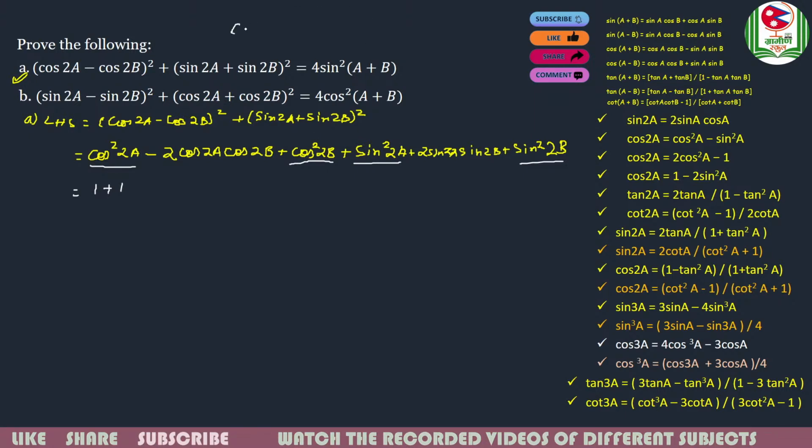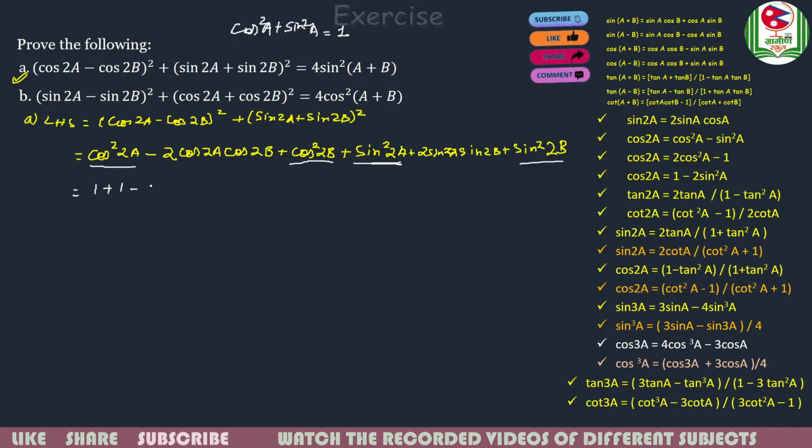As we know, cos square a plus sin square a is equal to 1. And using the same formula, you can observe here that this one is cos square 2a and this one is sin square 2a, so they form 1. And the next one, cos square 2b and sin square 2b, both have the same angle 2b, so it will form 1. So 1 plus 1 is 2.